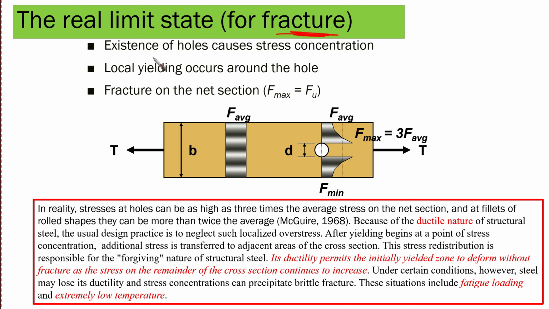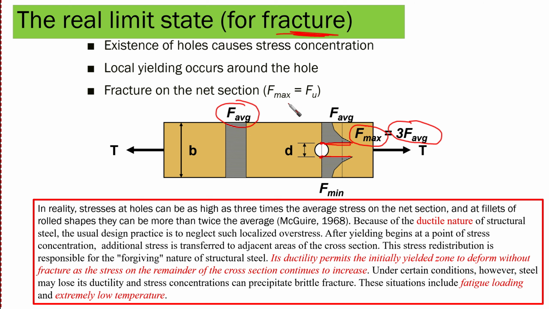So first of all, the existence of holes causes stress concentration. Whenever you have a hole here, you're going to find that there is stress concentration at the edges of the hole compared to the gross area average stress, right? Local yielding occurs around the hole. Of course, at this point here and here, local yielding would occur. And we found that the maximum stress that is going to take place at the edge of the hole is almost 3 times F average, which is the average gross area stress.